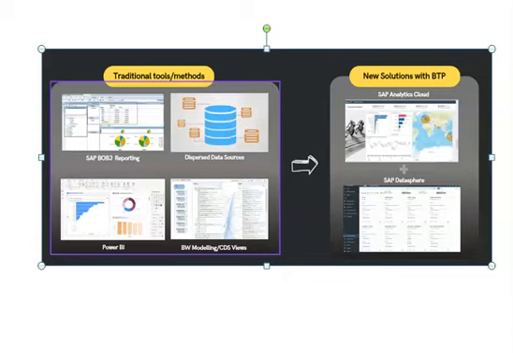Intelligent Technologies. SAP BTP incorporates emerging technologies such as artificial intelligence, machine learning, Internet of Things, and blockchain, enabling organizations to leverage these technologies for innovation and improved decision making.